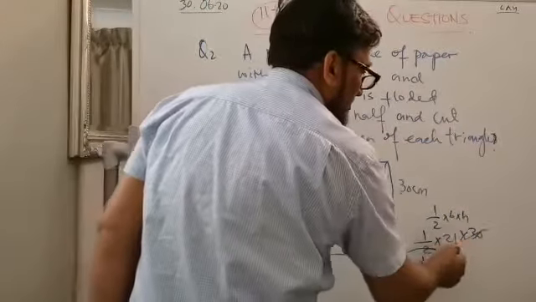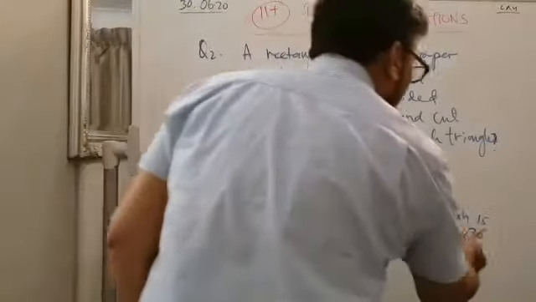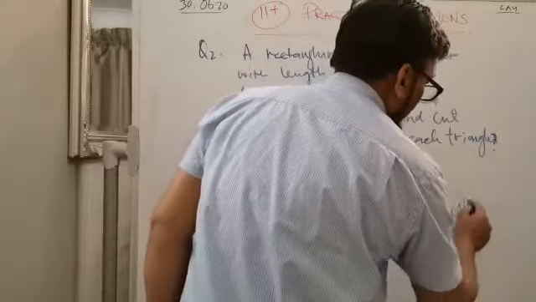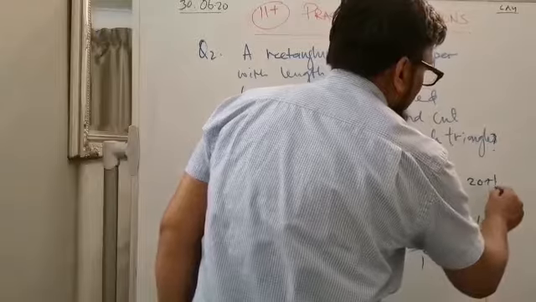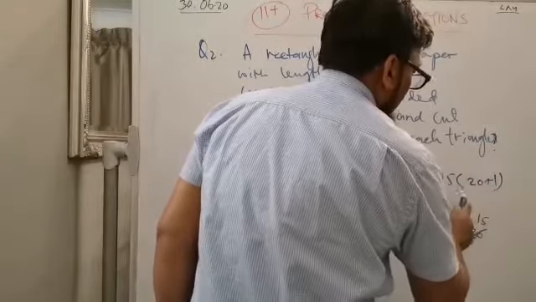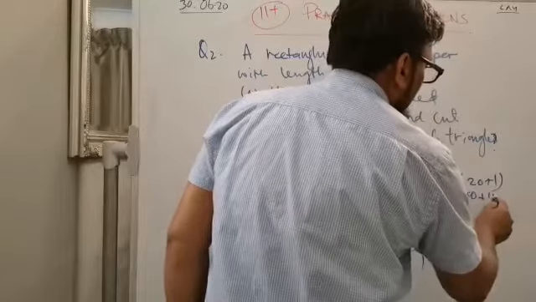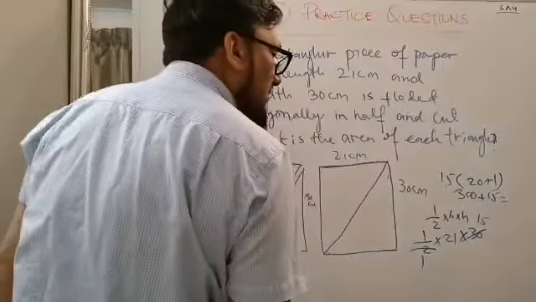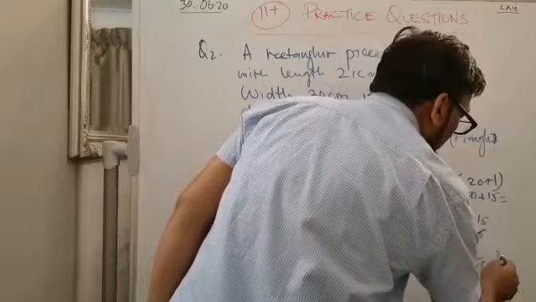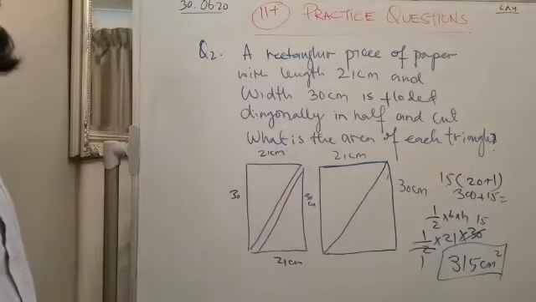So look at this one. 2 times 1 is 2, 2 times 15 is 30. And 15 times 21 is 15 times 20 plus 1 times 15. So 15 times 20 is 300, and 15 times 1 is 15. So it means the area for triangle will be 315 square for each triangle. So this is the answer.